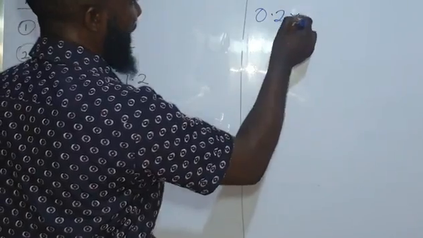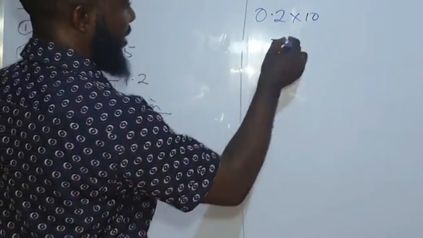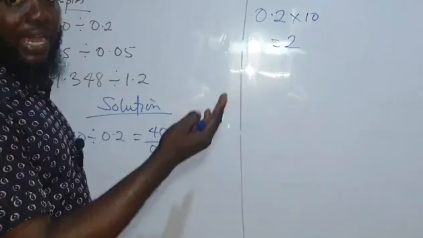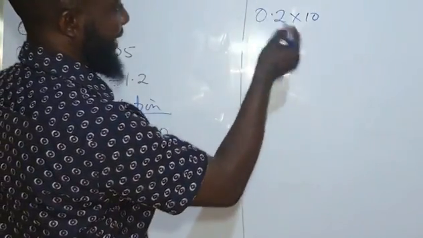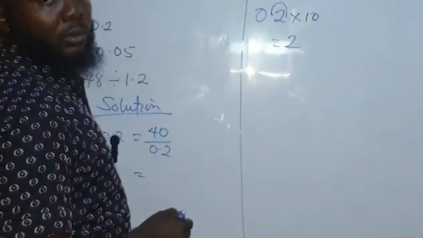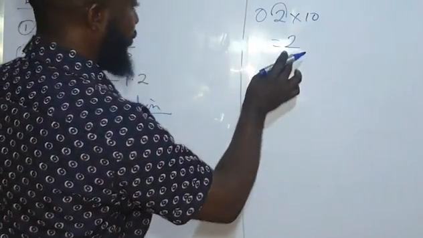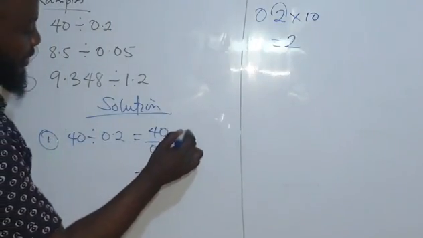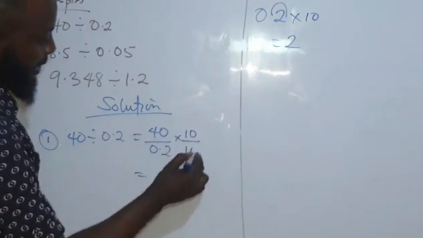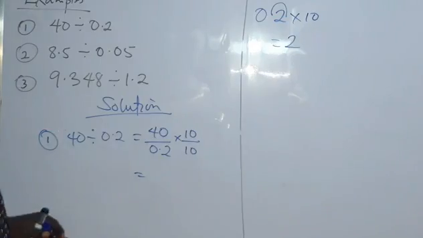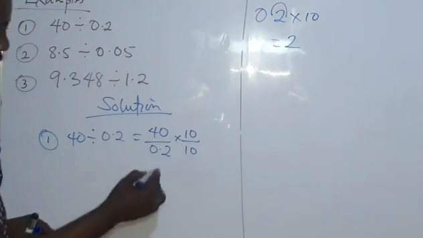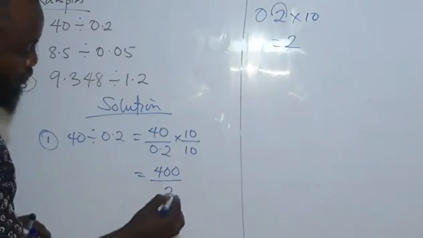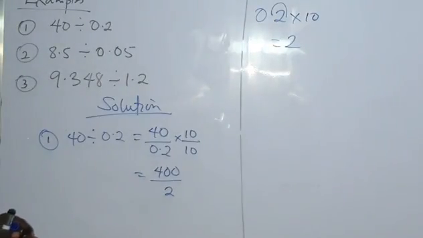Now, how can we change 0.2 to a whole number? If we multiply by 10, what do we have? We are going to have 2. Don't forget that we've done multiplication by power of 10. So when you multiply by 10, you move to the right. So you move the decimal point, that gives us 2. Because we have multiplied 0.2 by 10, we are going to say 40 multiplied by 10 as well. So this will then give us 400 divided by 2. And that gives what?